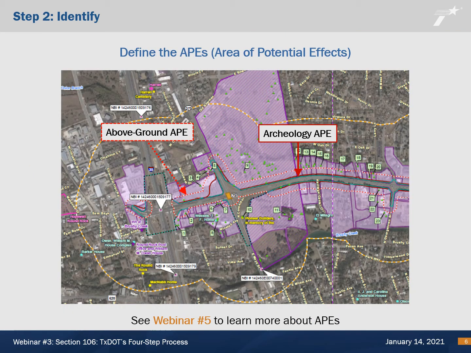Before TxDOT can identify cultural resources, we need to know where to look. This means we must define the area of potential effect. The APE is a specific geographic area where the project may impact cultural resources. Here, the dashed red line shows the above-ground APE, and the solid red line shows the archaeology APE. TxDOT's archaeologists and historians can only conduct studies inside their specific APE.